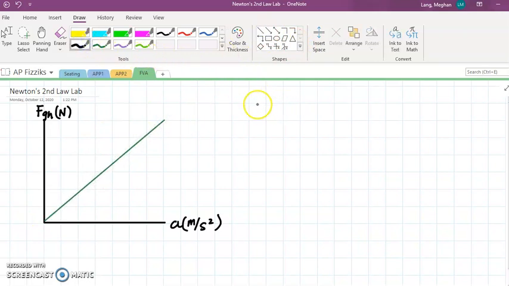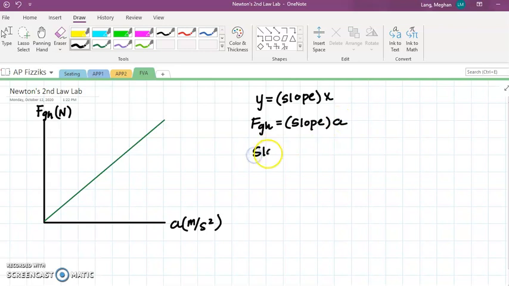So then if I look at the equation of my line, so y is equal to our slope times x, then my y is the force of gravity of the hanging mass, and x will be our acceleration. So if I look at the units for my slope, that is the force of gravity for the hanging mass over the acceleration, which is a Newton divided by a meter per second squared.